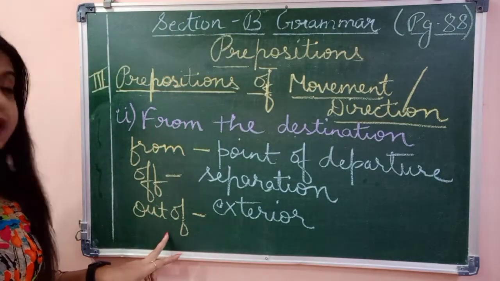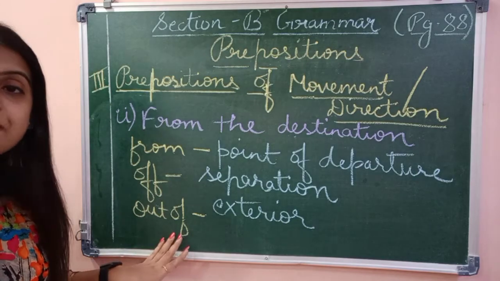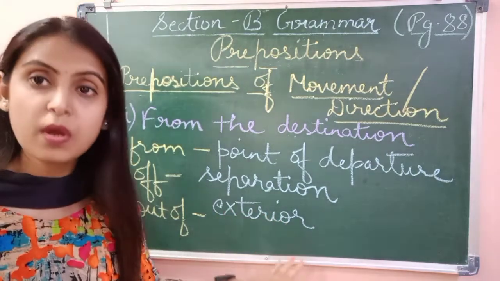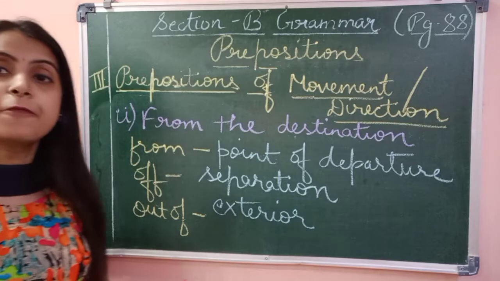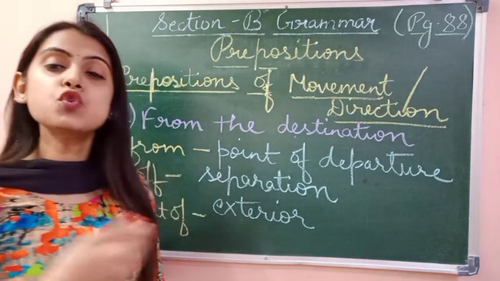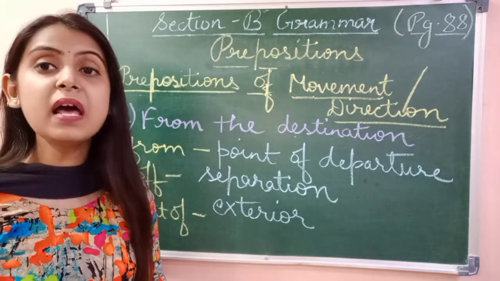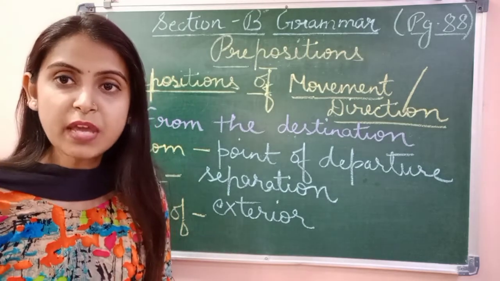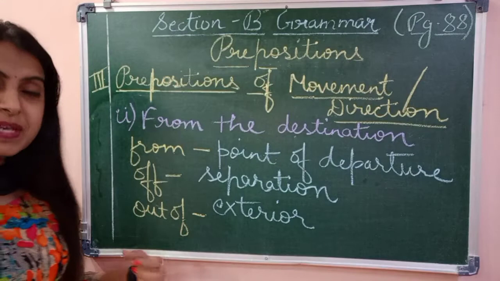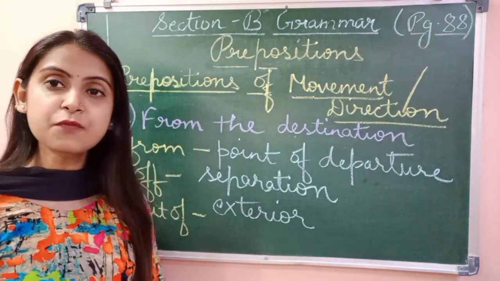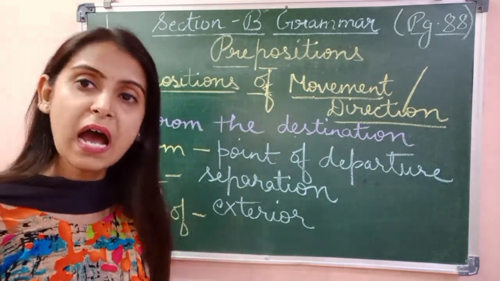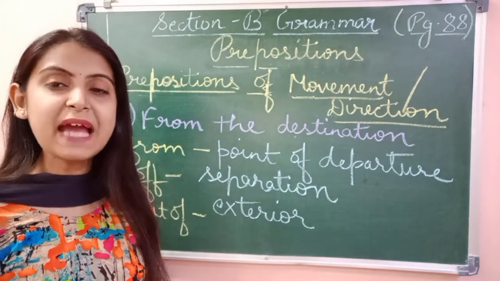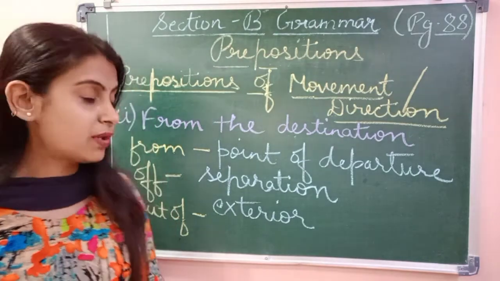Fine? Then comes out of. Out of is the opposite of into. It shows the movement from inside to outside. For example, I say the cat jumped out of the box. So it shows the movement of the cat from inside the box to out of the box. So the cat jumped out of the box.